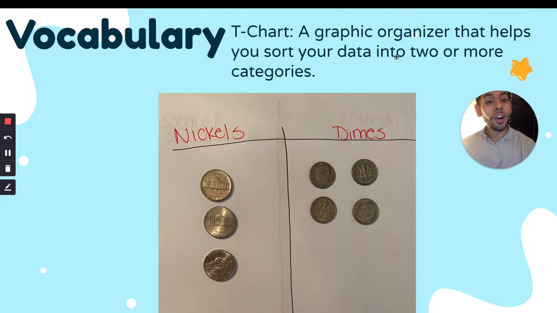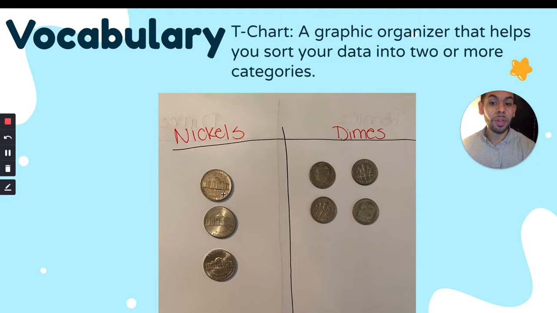So a T-chart is a graphic organizer that helps you sort your data into two or more categories. Here's what Mr. Ortiz did. I had nickels and dimes all bundled up in my pocket. So I did another T-chart. See, there's my T. To help me organize them and sort them. So remember, sorting is putting them into groups that are the same. So I put my nickels with nickels and my dimes with dimes. So I made a T-chart.